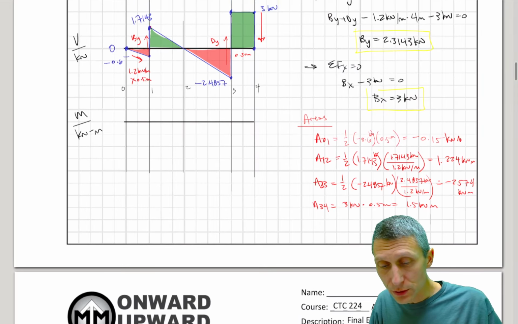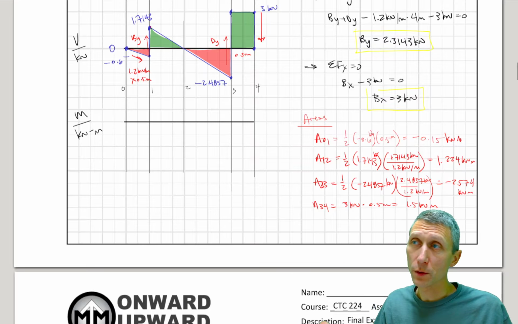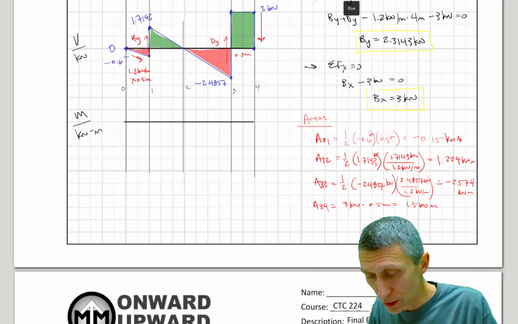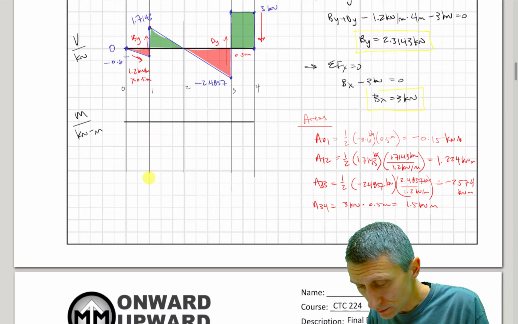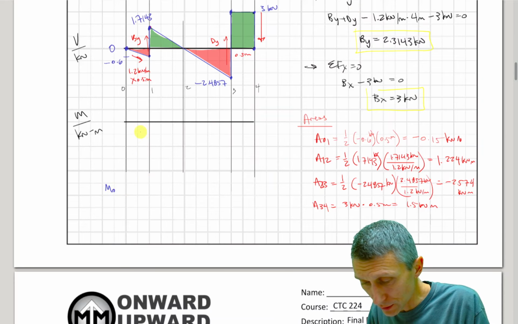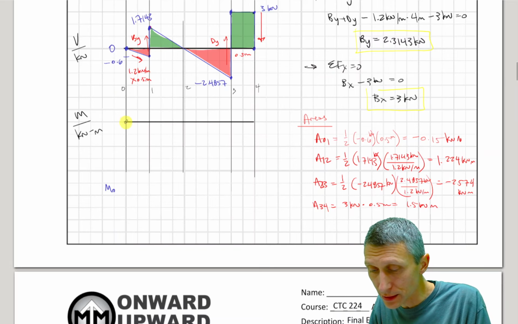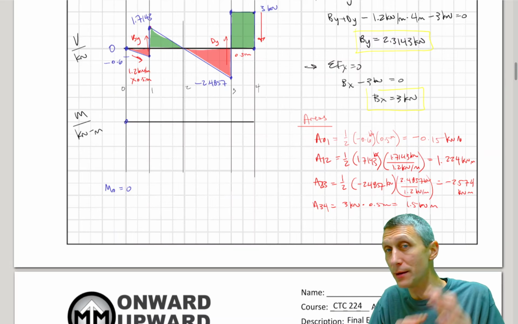Now for the moments, we have to take one more step. To get the moments, we're going to start with the moment at 0. The moment on this line is going to be 0. We're going to start at 0. There's no end moment applied here.